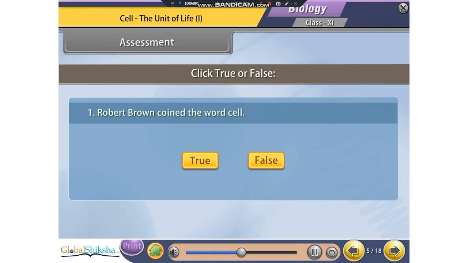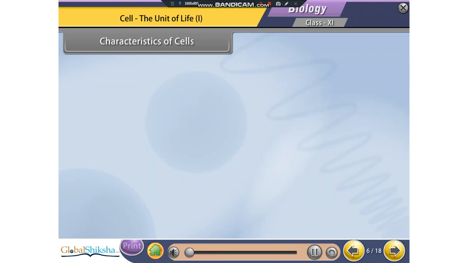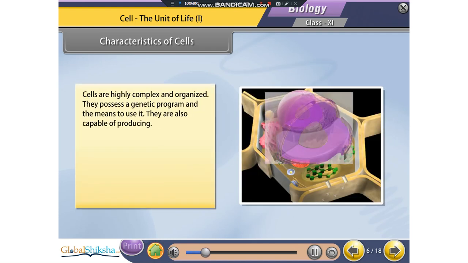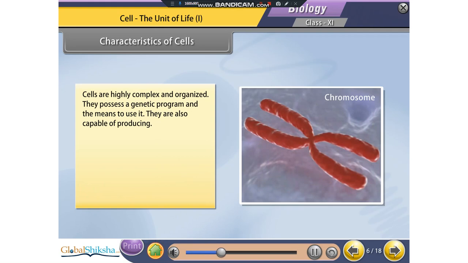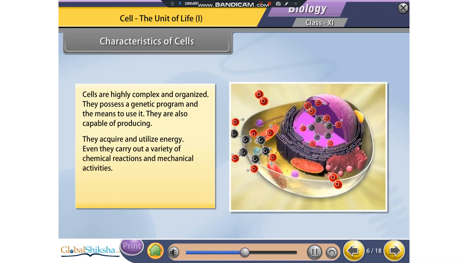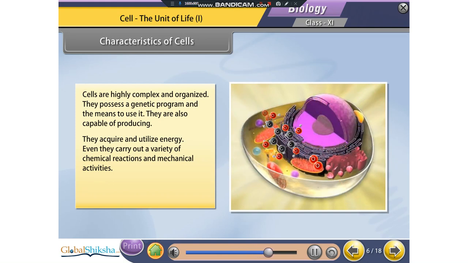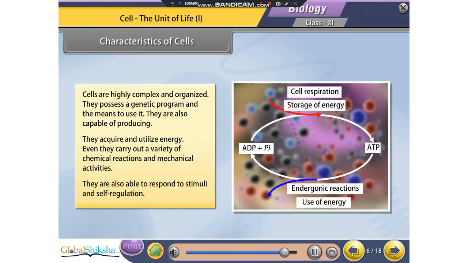Assessment. Before proceeding further, let us look at the characteristics of cells. Cells are highly complex and organized. They possess a genetic program and the means to use it. They are also capable of reproducing. They acquire and utilize energy. They also carry out a variety of chemical reactions and mechanical activities. They are also able to respond to stimuli and self-regulate.